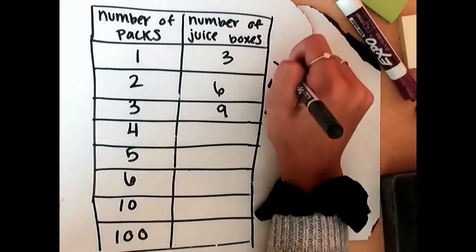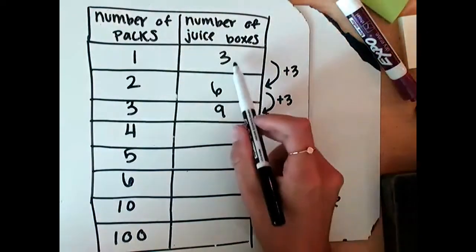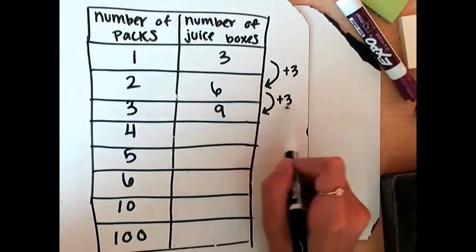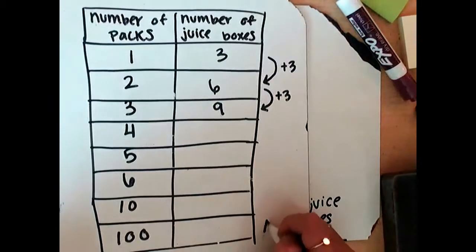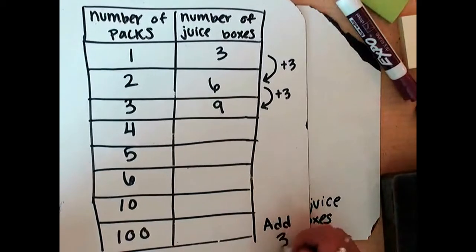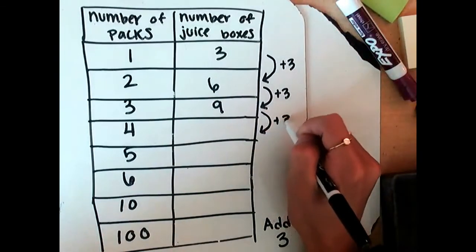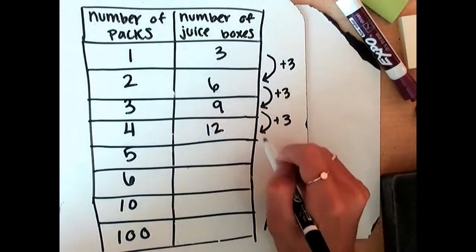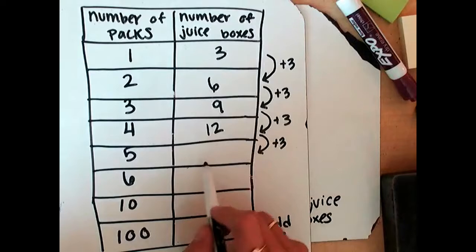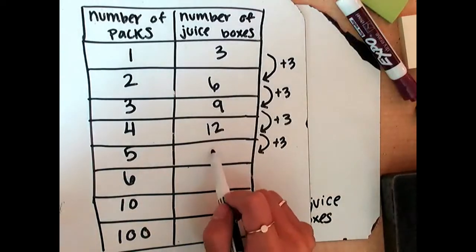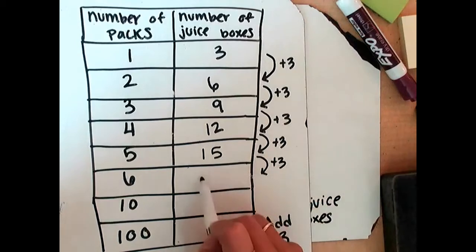If you said that we are adding by 3 each time, you are correct. If we have 3 plus 3, we have 6. 6 plus 3 is 9. So we know our rule is add 3. And we're going to continue that. So we're going to add 3 for here. 9 plus 3 is 12. 12 plus 3 again is 15. Plus 3 again is 18.